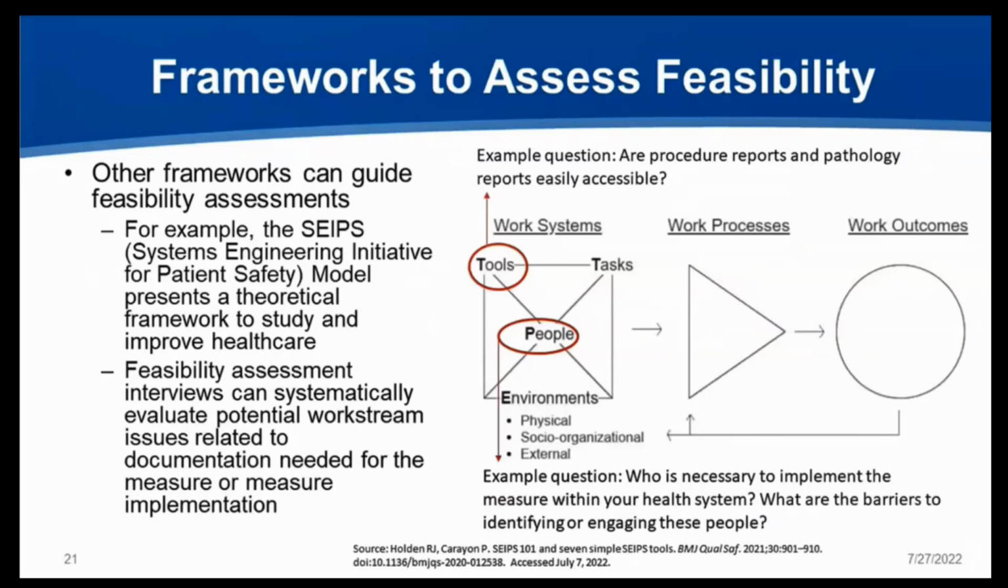So another possible method for testing feasibility is using the Systems Engineering Initiative for Patient Safety, or the SEIPS model. And just a little background on the SEIPS model. It is a model of human factors and ergonomics developed by Pascale Carayon and her colleagues, and they first published in 2006. It has its basis in the work system model and the Donabedian structure-process-outcome model. It has undergone several iterations since 2006. And while its name includes patient safety, it is more broadly applicable.